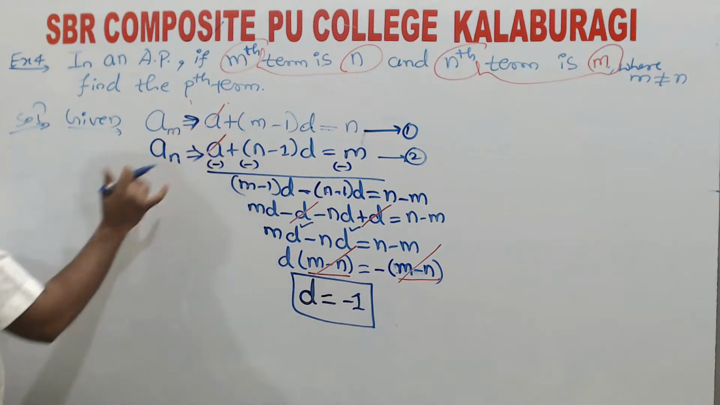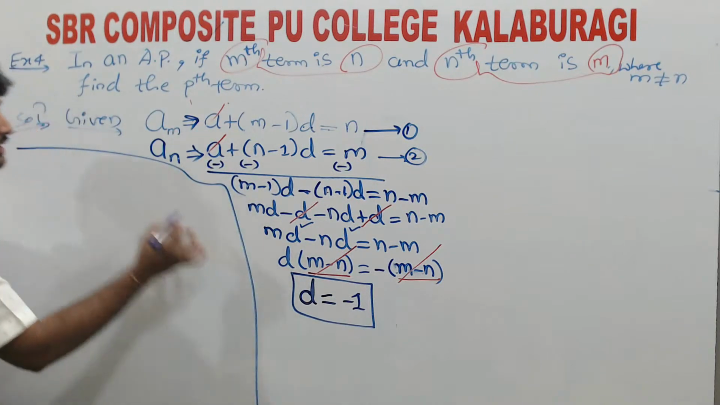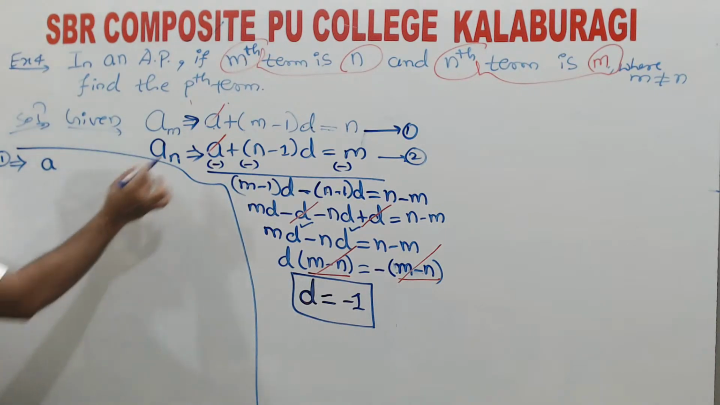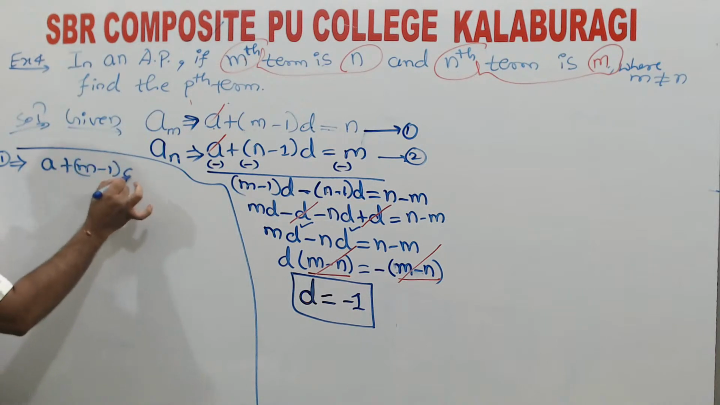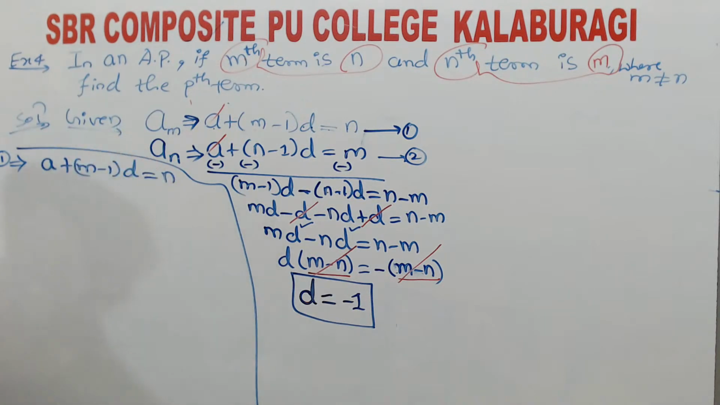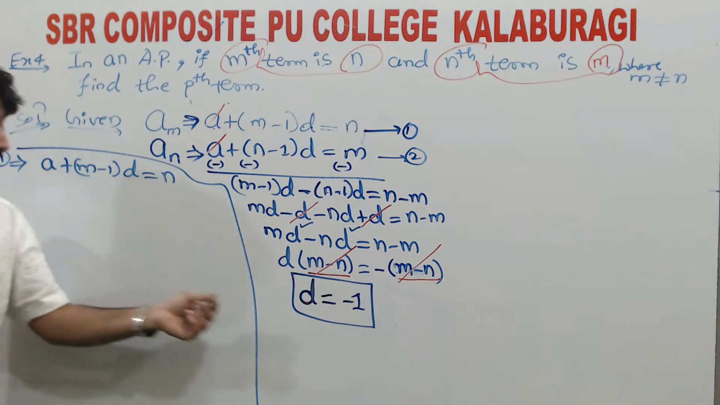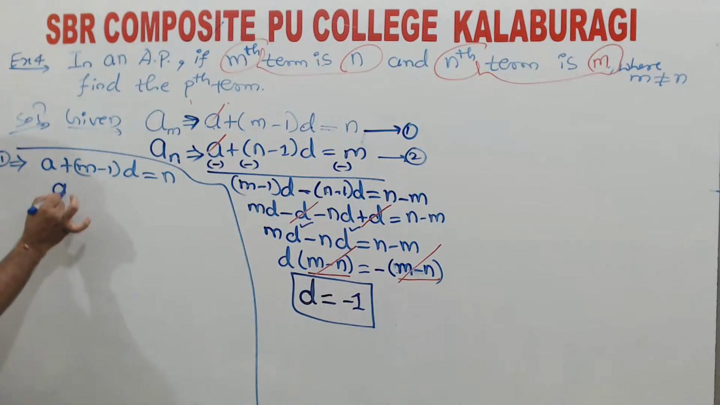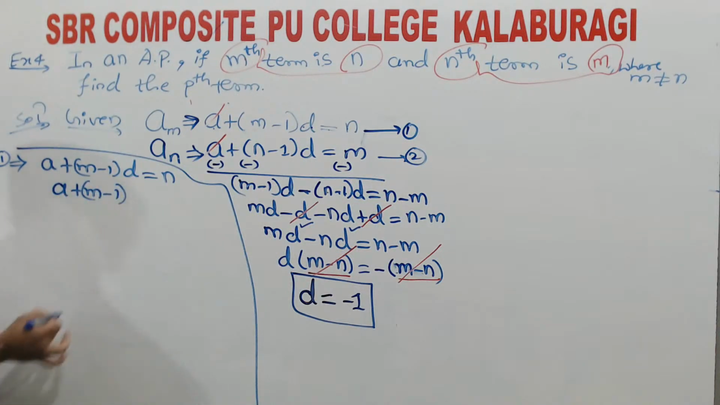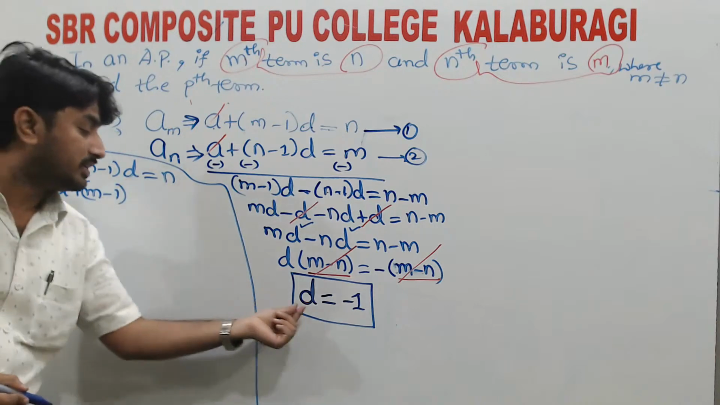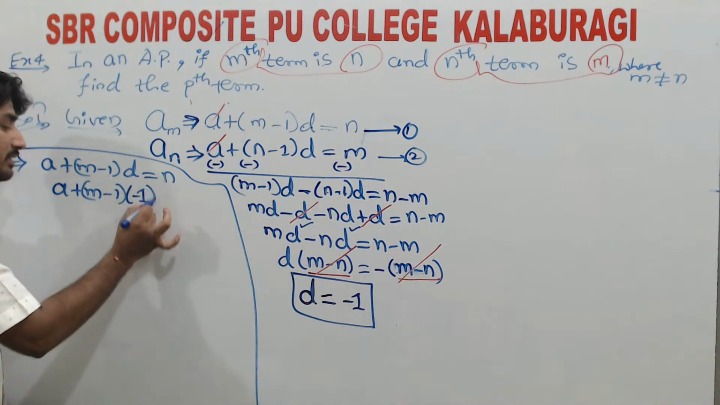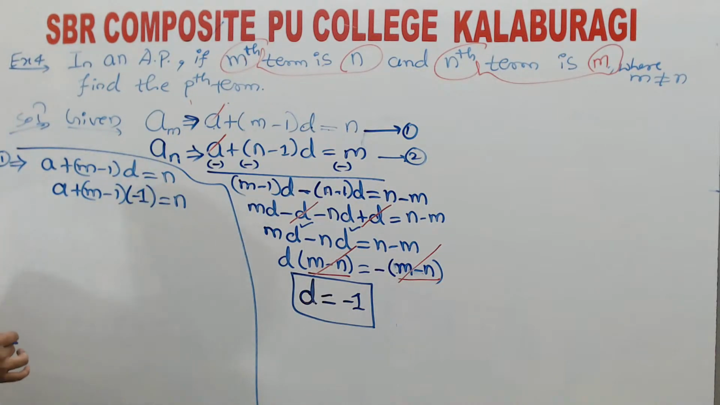Taking equation number 1, I will write it once again. Equation number 1 implies a plus m minus 1 into d equals n. Written as it is in the first equation, use the d value here and you will get the first term value. So a as it is plus m minus 1 into, what is the value of common difference? The common difference value is minus 1, equal to n as it is.